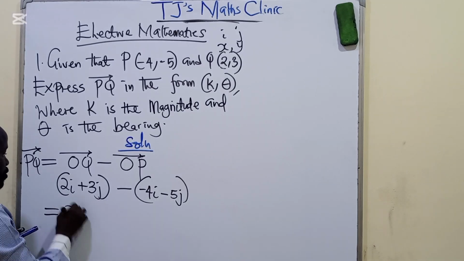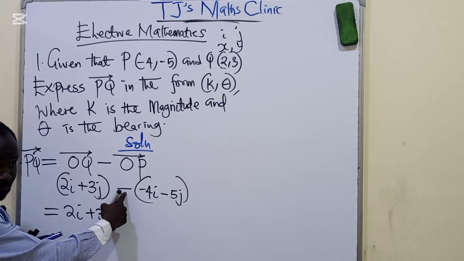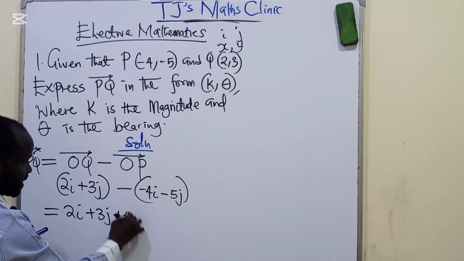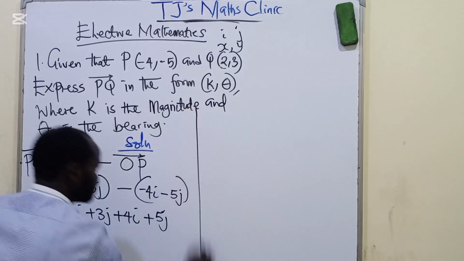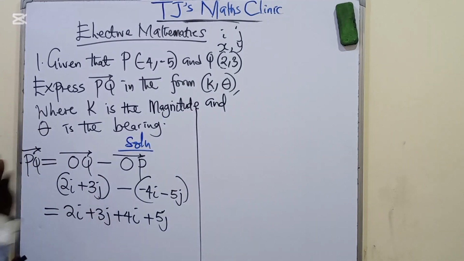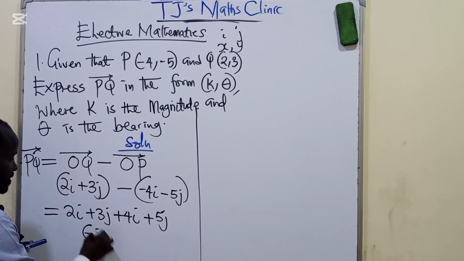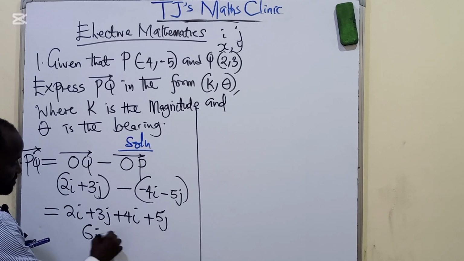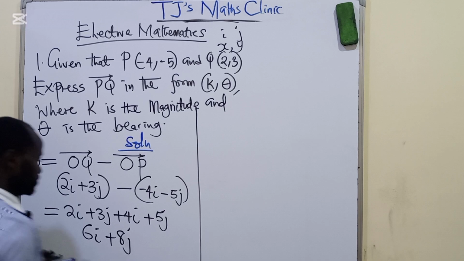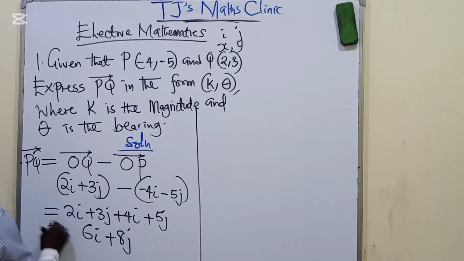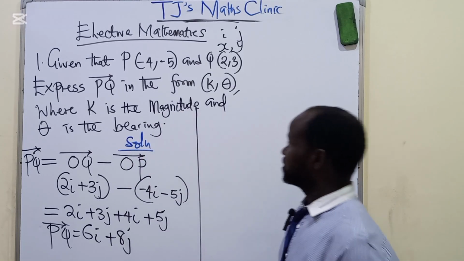So let's simplify this. This will now be equal to 2i plus 3j. Let's distribute this minus. Minus times minus is plus 4i, minus times minus is plus 5j. Okay? Let's add i to i, j to j. 2i plus 4i, that will be 6i, plus 3j plus 5j, that will be plus 8j. This will now be our vector PQ, which is given as 6i plus 8j.